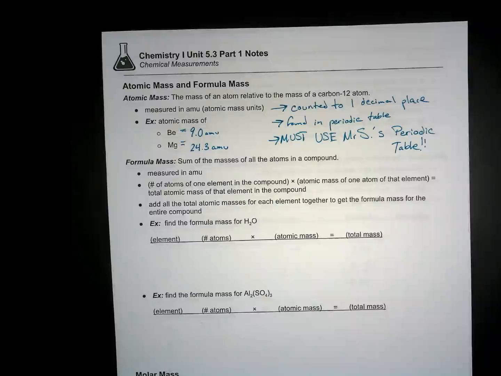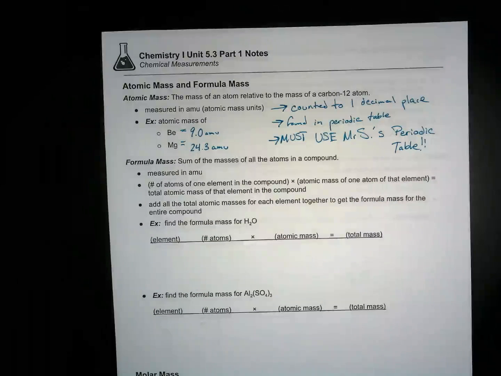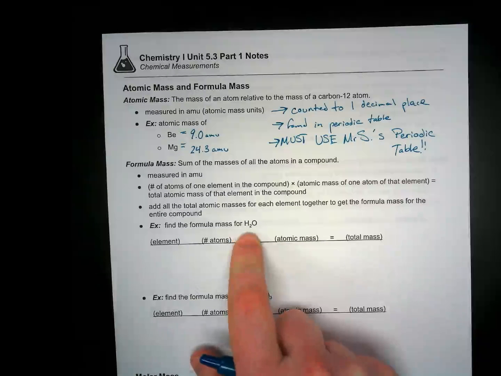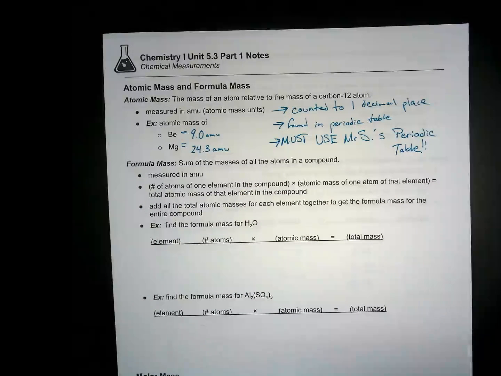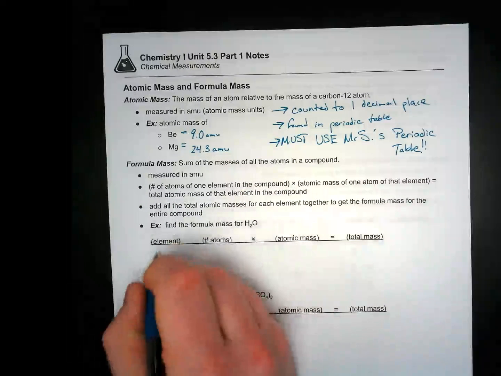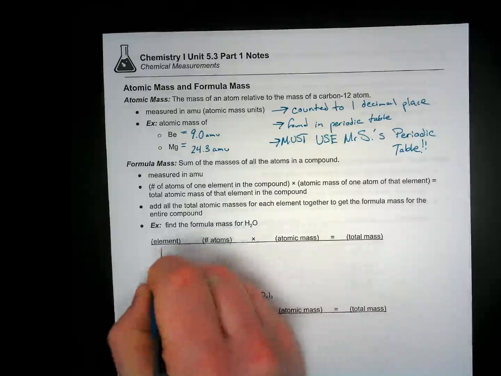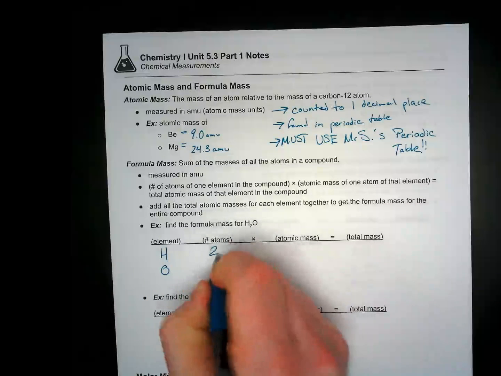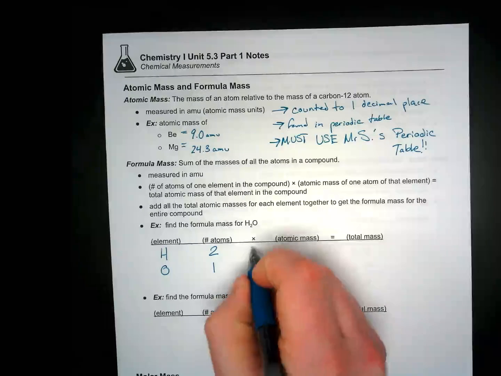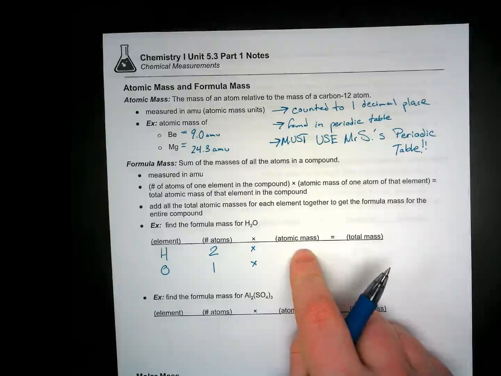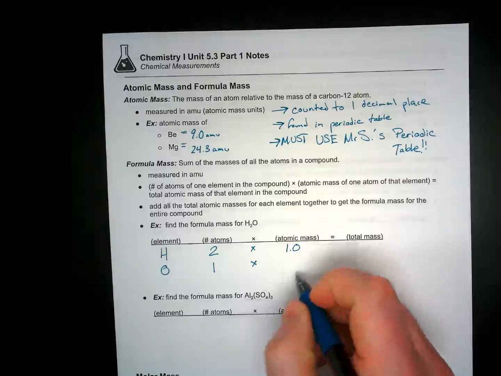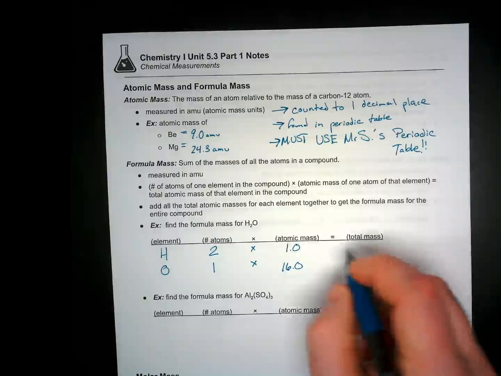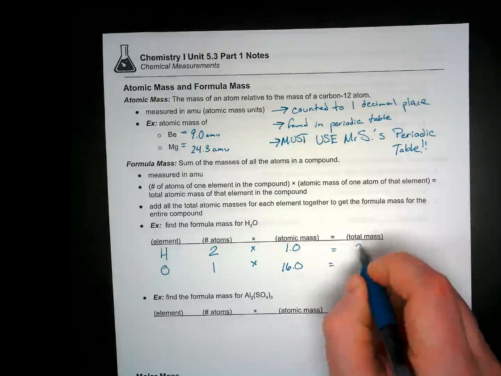Formula mass, what is it? Formula mass is the sum of the masses of all the atoms in the compound. So you can go ahead and read that. It's not too difficult. Just to show you what is mentioned up here, all you're doing is separating out all of your elements. For this example with water, H2O, we've got 2 atoms of hydrogen and 1 of oxygen. What's the atomic mass of hydrogen? Easy peasy, it's just 1.0. Oxygen, 16.0. So 2 times 1 is 2.